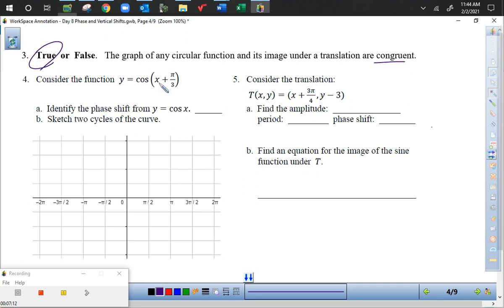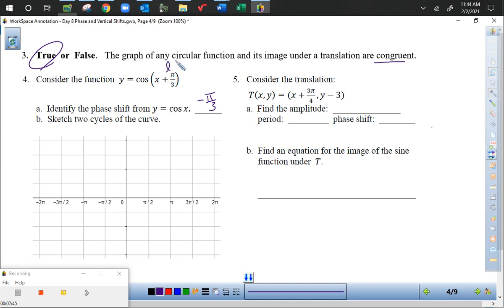I know that, again, because anytime something's with x, which goes left and right on a graph, we have some sort of translation in that same direction. So remember, phase shift tells the direction. If we see a plus pi/3, it's going to be a negative pi/3, or to the left.